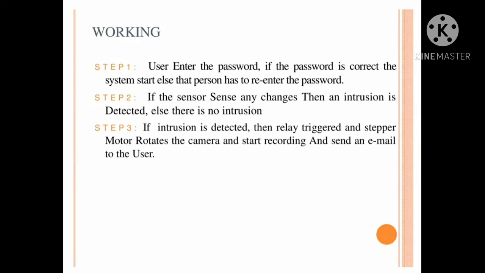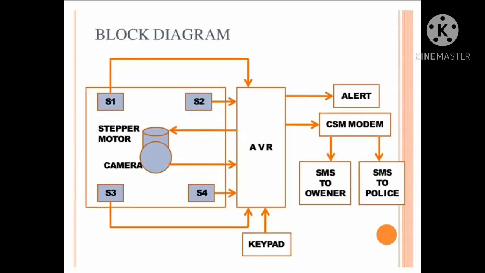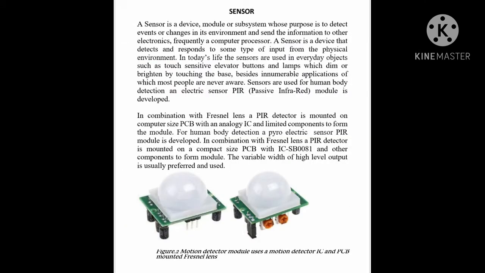Now we will discuss each and every segment of invisible eye one by one. First of all, we will discuss the sensors. A sensor is a device whose purpose is to detect events or changes in its environment and send the information to other electronics. A sensor is a device that detects and responds to some type of input from the physical environment. In this particular invisible eye, these sensors are used for human body detection, and it sends an electrical signal. The sensor is PIR, passive infrared, which is used in it.